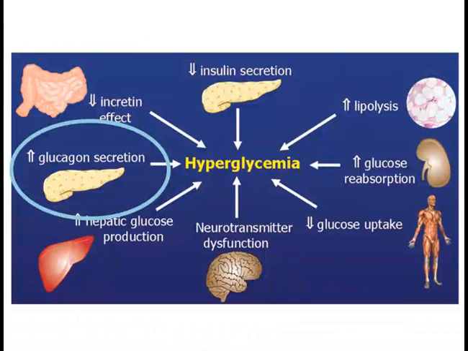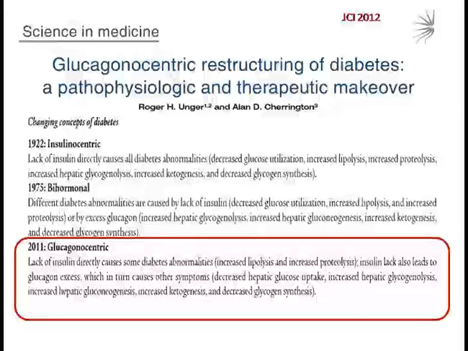And indeed what I'm going to focus on is the increased glucagon secretion that we see as one of the pathophysiological defects in type 2 diabetes. And this has been recaptured by Unger's seminal work, published in JCI in 2012, where he describes the changing concepts of diabetes from an insulinocentric view to a bihormonal one, to a 2011 publication where he says that lack of insulin directly causes some diabetes abnormalities.